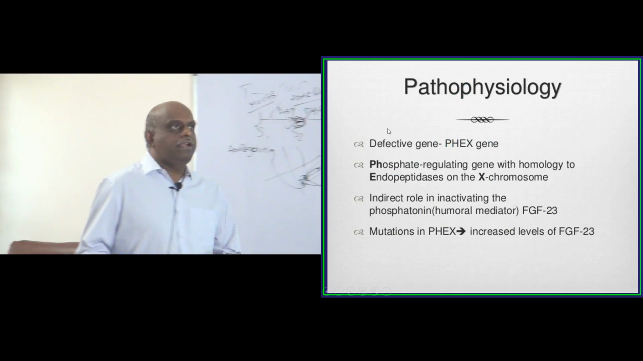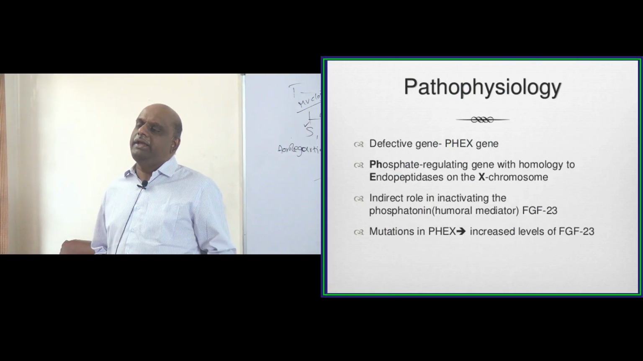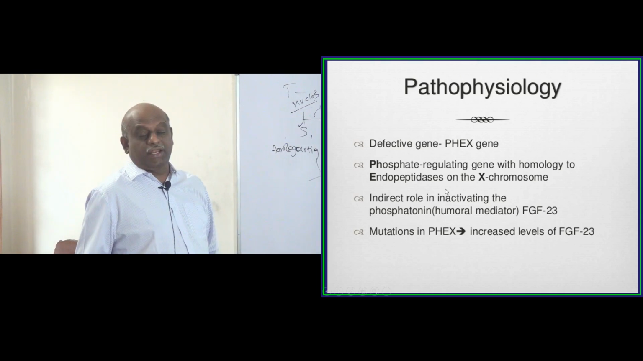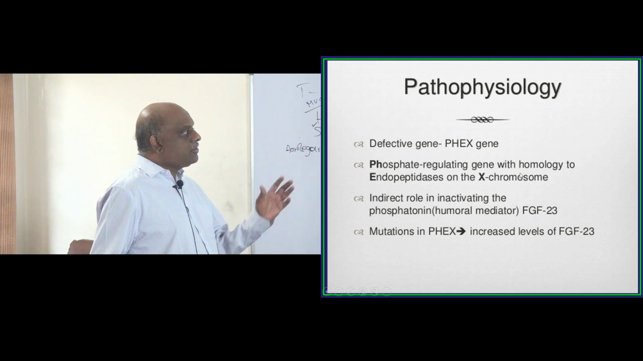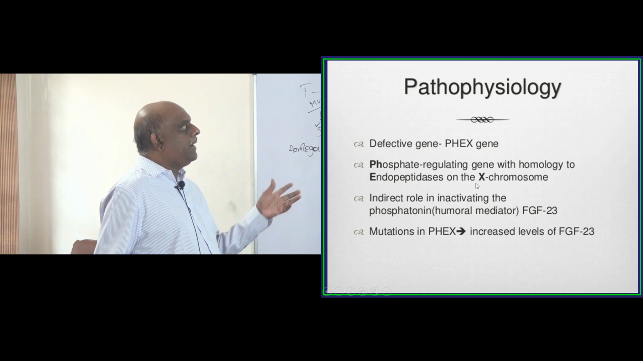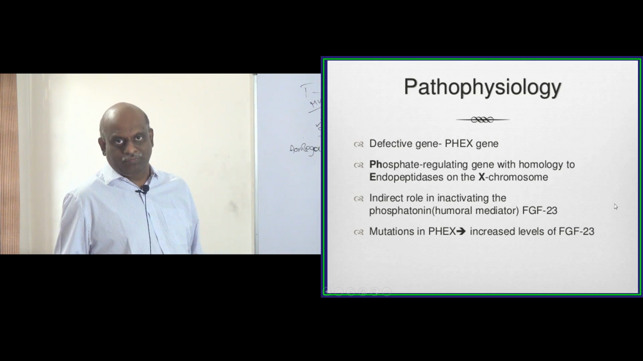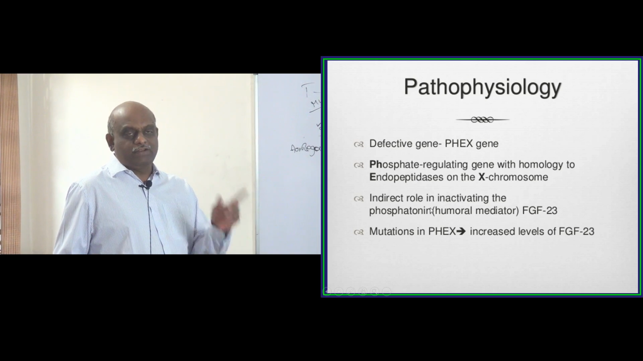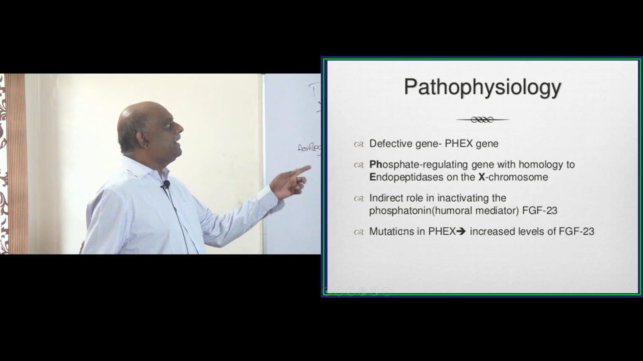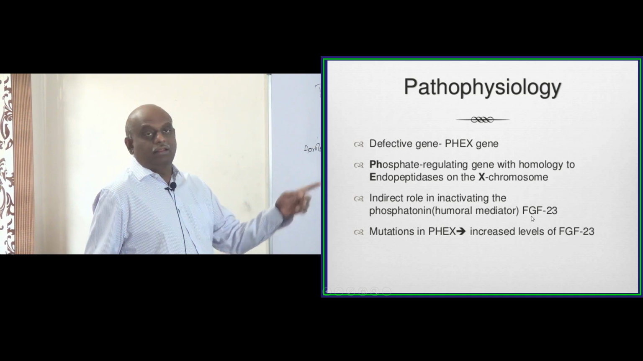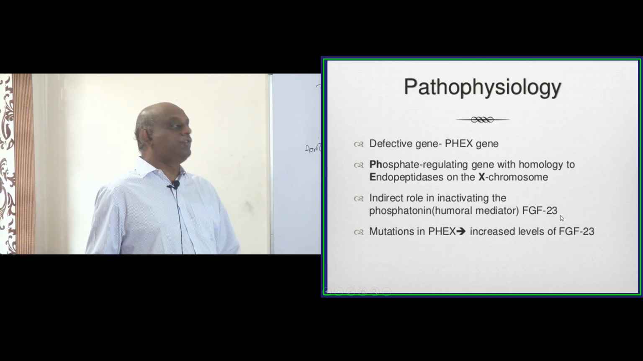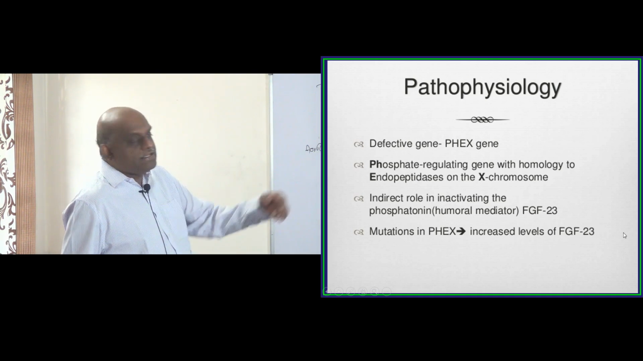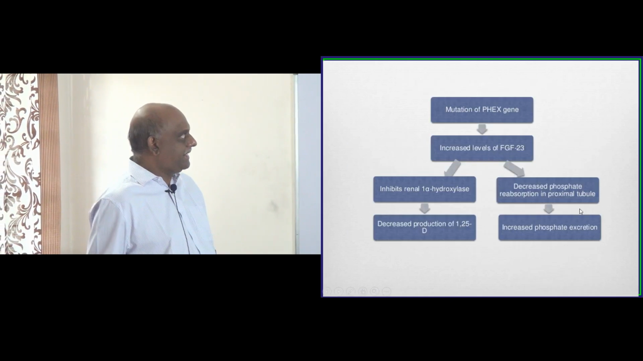So, where is the defective gene in vitamin D resistant rickets? It is the PEX gene. What is the full form of PEX? Phosphate regulating gene with homology to endopeptidases on the X chromosome is called PEX. And it has a very important role in inactivating the phosphatonin called FGF23. So whenever there is a mutation of the PEX, there is increased level of FGF23.